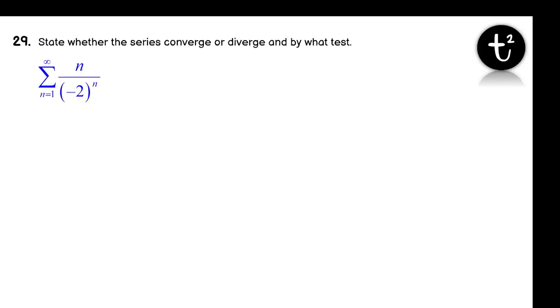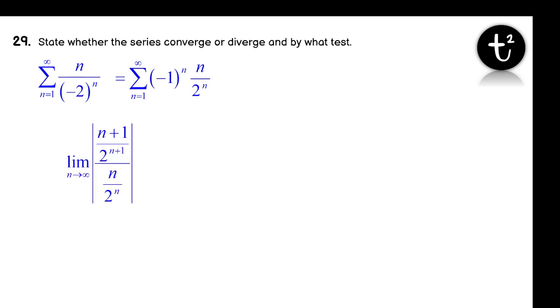So for problem number 29, we have the sum n going from 1 to infinity of n over negative 2 raised to the power n. The first thing that I want you to notice about this problem is that we have an embedded alternating component. And so my first step will be to factor that out. So the remaining sequence part then is n over 2 to the power n.